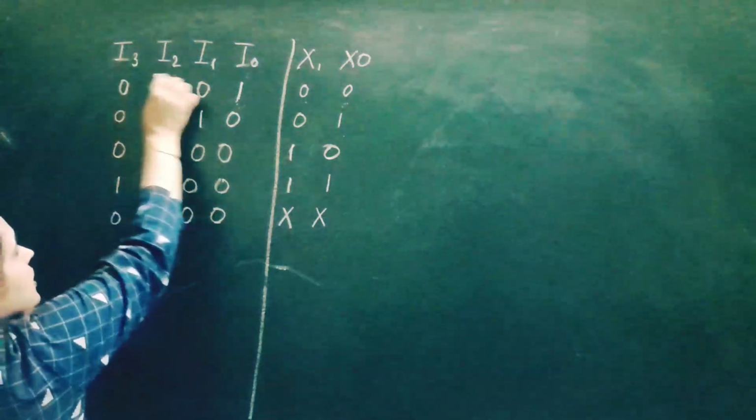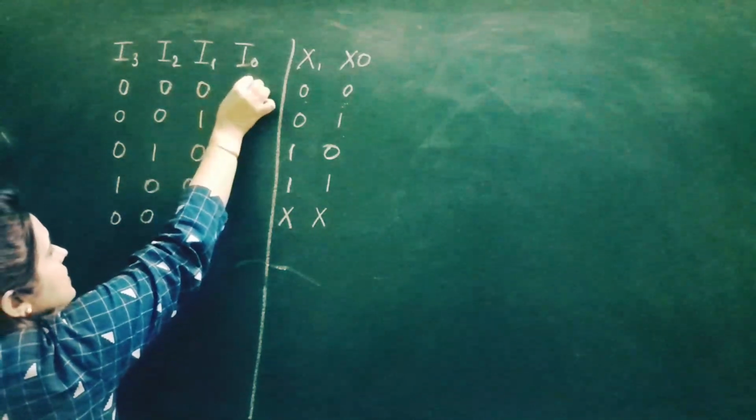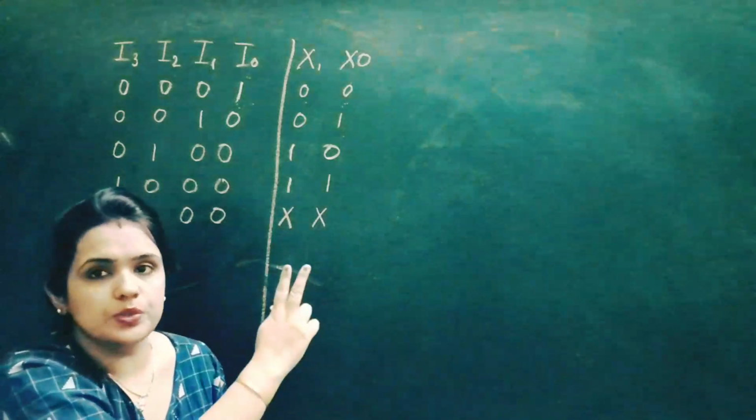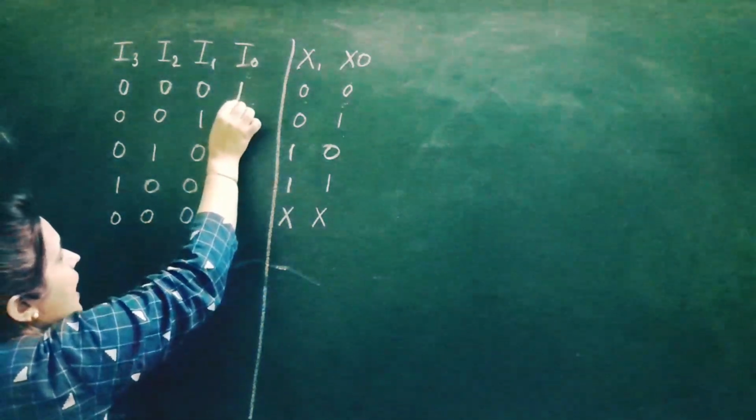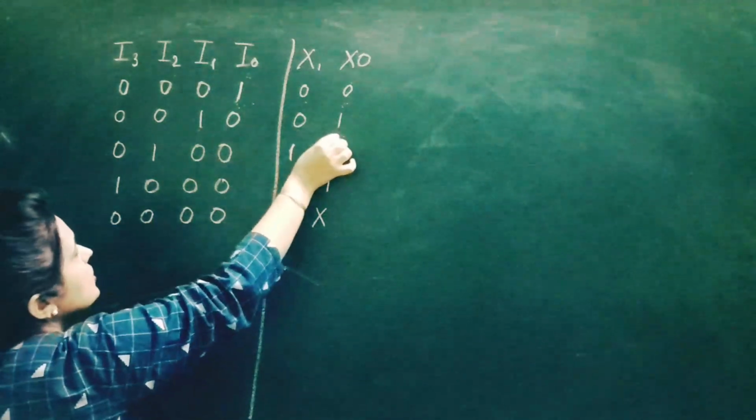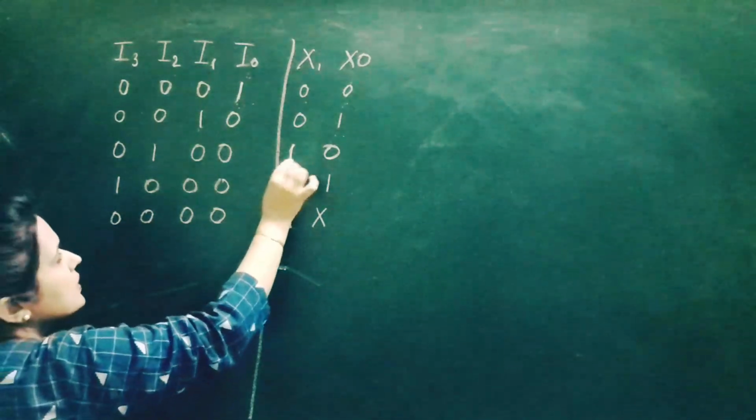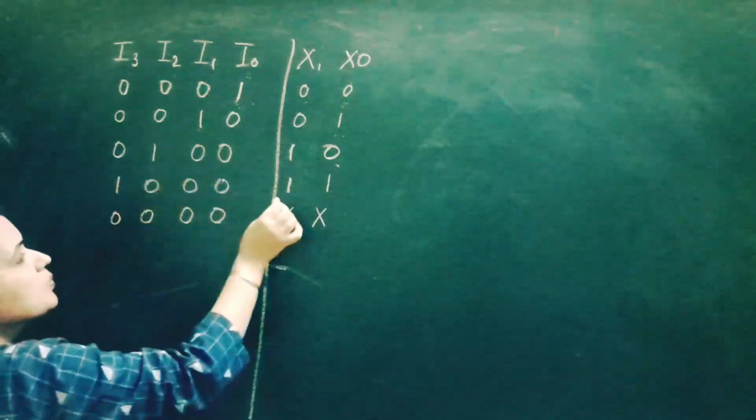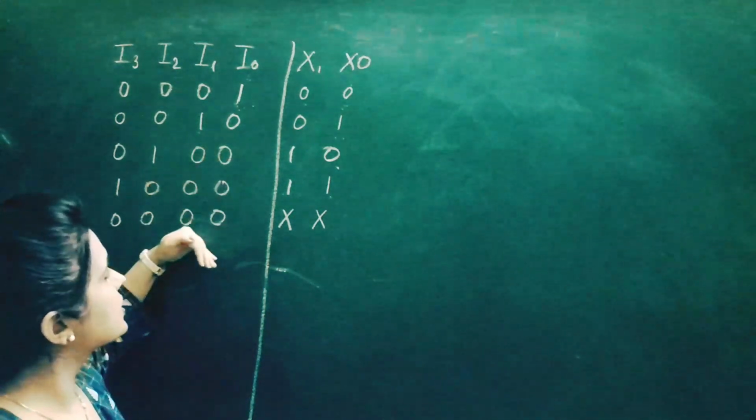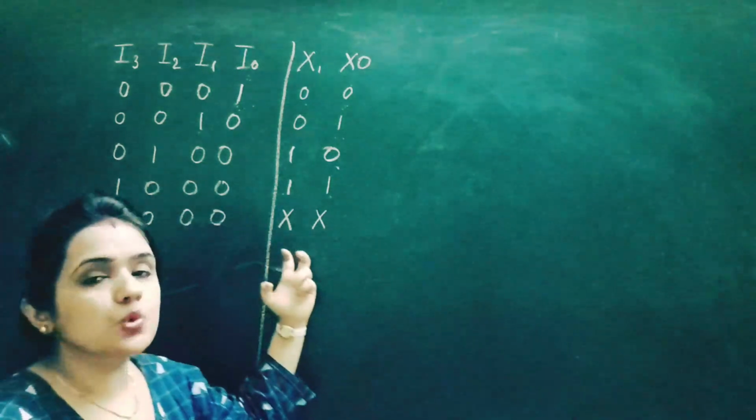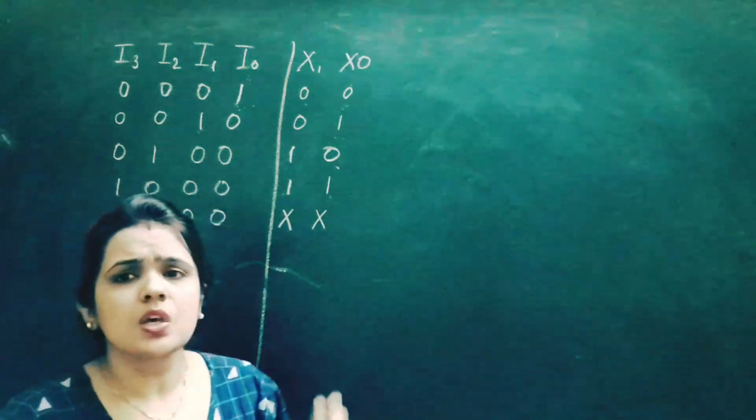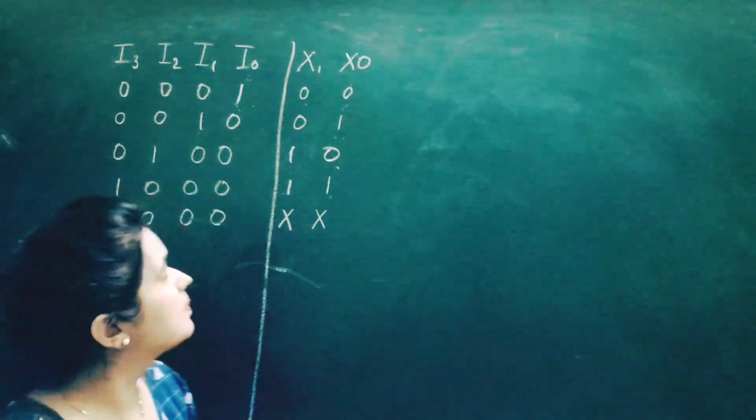So I3, I2, I1, I0 are the 4 inputs, and X1 and X0 are the 2 outputs. When I0 is high, the output is 0 0. When I1 is high, the output is 0 1. When I2 is high, the output is 1 0. When I3 is high, the output is 1 1. When all of the input lines have value 0, this condition is represented by a cross, that is, don't care. We can say that in that case the encoder is disabled. So this is the truth table of a simple encoder.